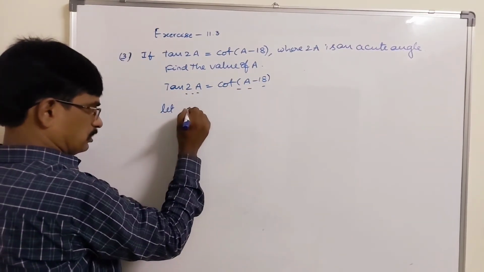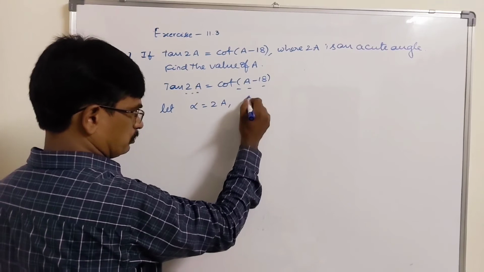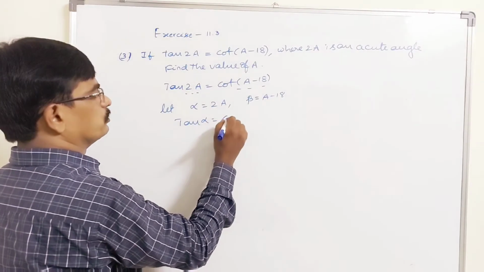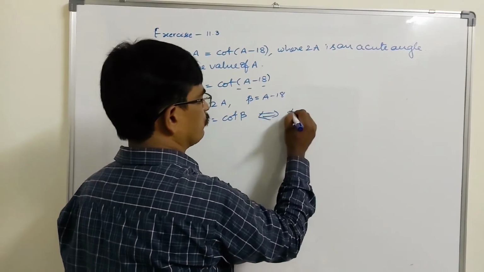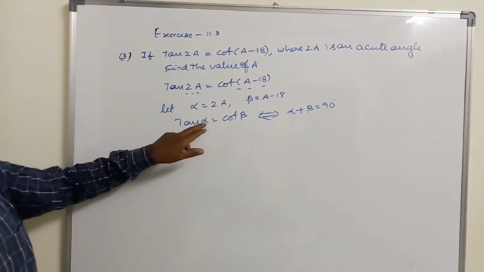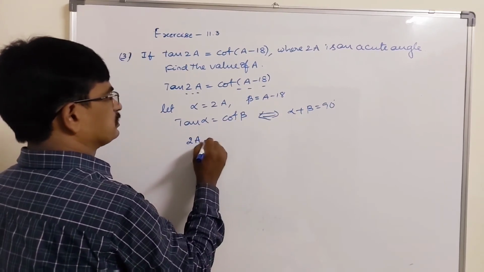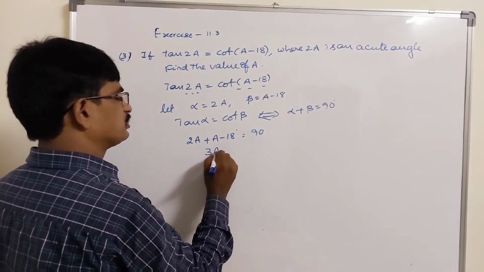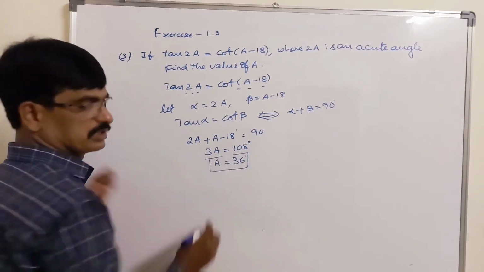So let alpha is equal to A, beta is equal to A minus 18. Then tan alpha is equal to cot beta, which is possible if and only if alpha plus beta is equal to 90 degrees, then only tan alpha is equal to cot beta. Okay, now 2A plus A minus 18 degrees is equal to 90. Then 3A is equal to 108 degrees, A is equal to 36 degrees.